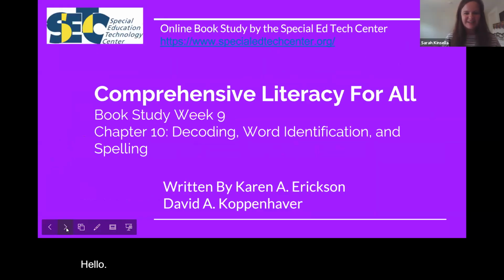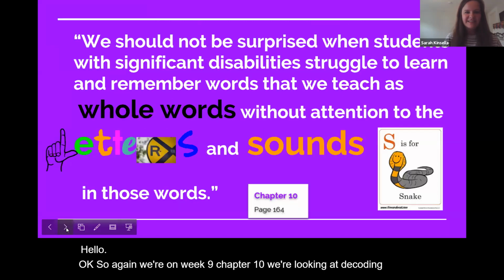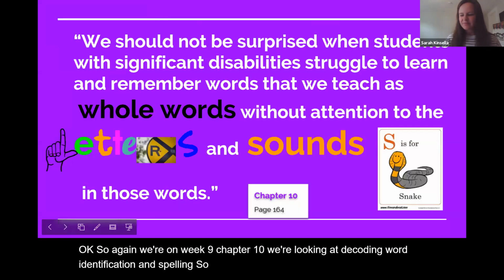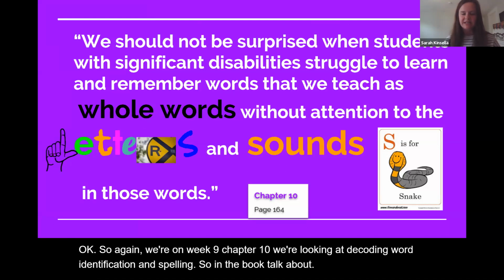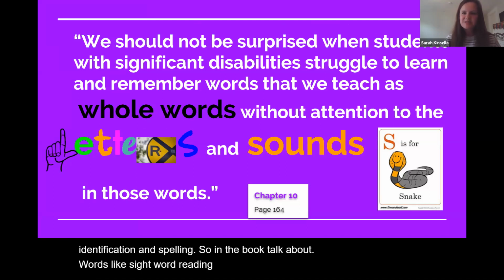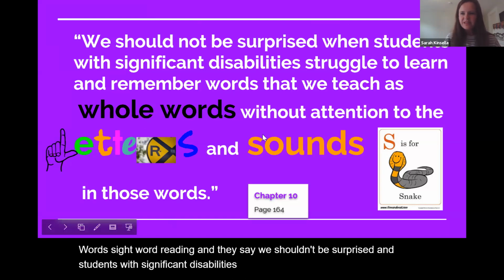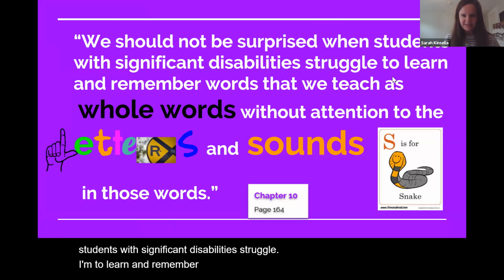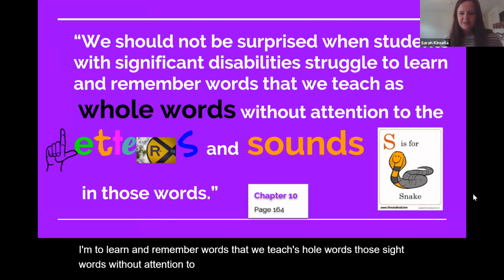Okay, so again, we're on week 9, chapter 10. We're looking at decoding, word identification, and spelling. In the book, they talk about word reading, and they say we shouldn't be surprised when students with significant disabilities struggle to learn and remember words that we teach as whole words, like those sight words, without attention to the letters and the sounds in the words.